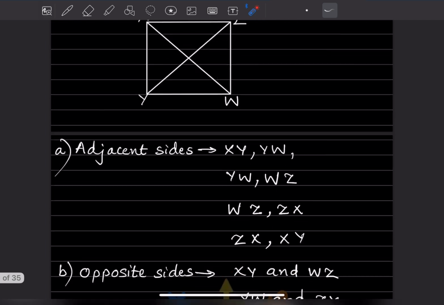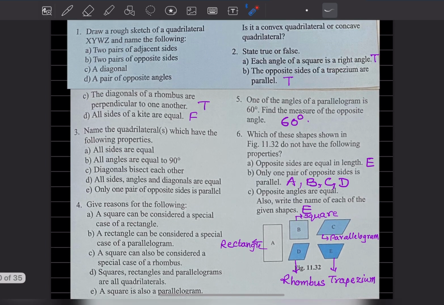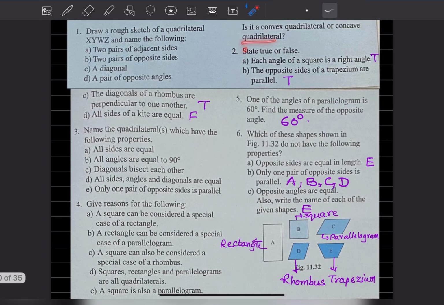So the next one. This question number 1 is done. Question 2: state true or false. Each angle of a square is a right angle. Now this is a square, so each angle is a right angle here, here, here and here. So that is true.